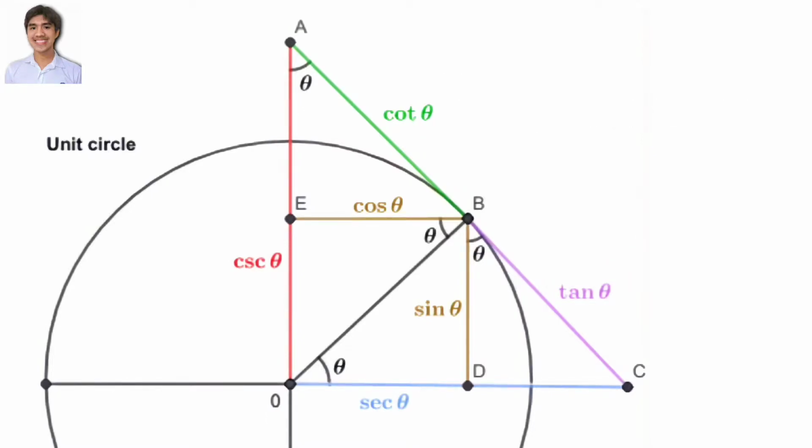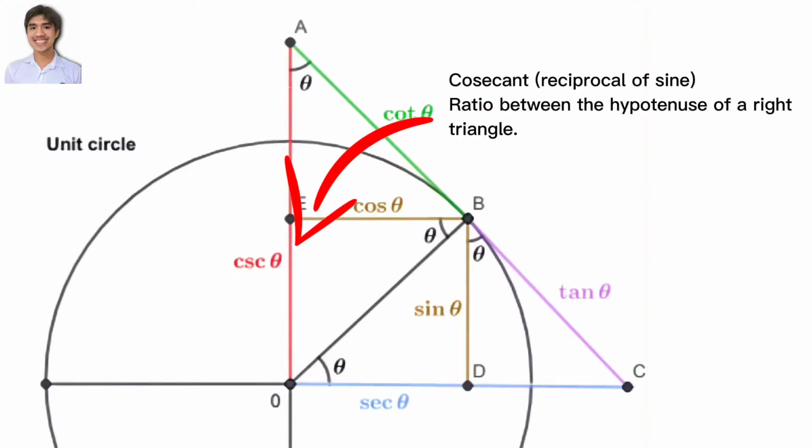Now, to the reciprocal functions. The reciprocal of sine is the cosecant function. For an acute angle, it is the ratio between the hypotenuse of a right triangle, of which the angle is considered part, and the leg opposite.